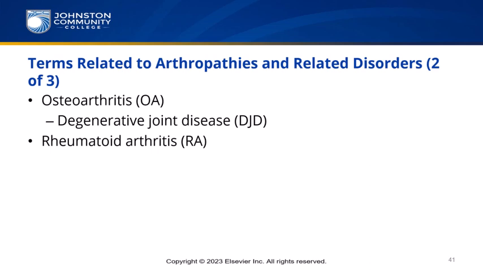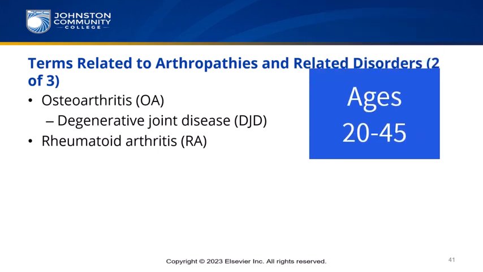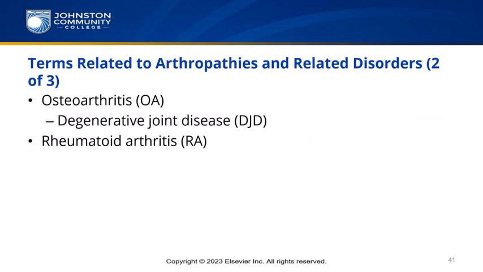Next we have osteoarthritis, which is a joint disease that is characterized by degenerative articular cartilage and a wearing down of the edge of the bone at the joint. A synonym for osteoarthritis is degenerative joint disease. This is also the most common form of arthritis, as it is due to normal wear and tear on the body. Then we have rheumatoid arthritis, which is an autoimmune inflammatory joint disease that usually occurs in a much younger population, 20 to 45, than osteoarthritis.